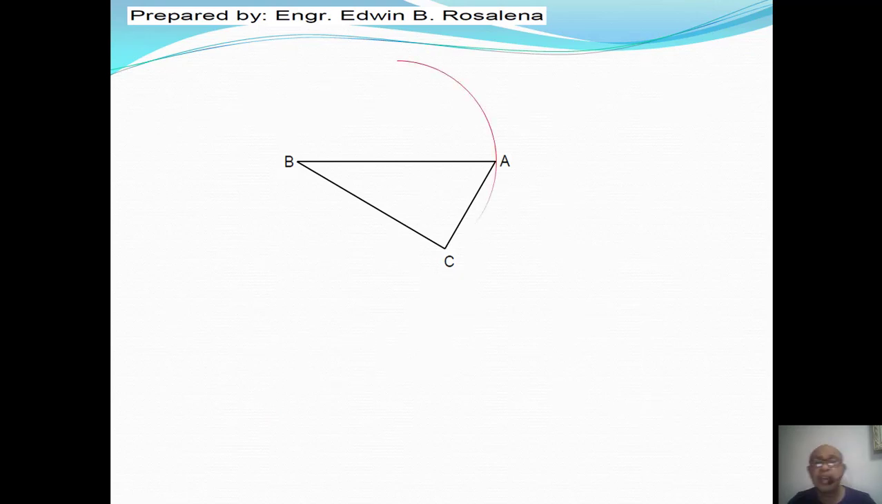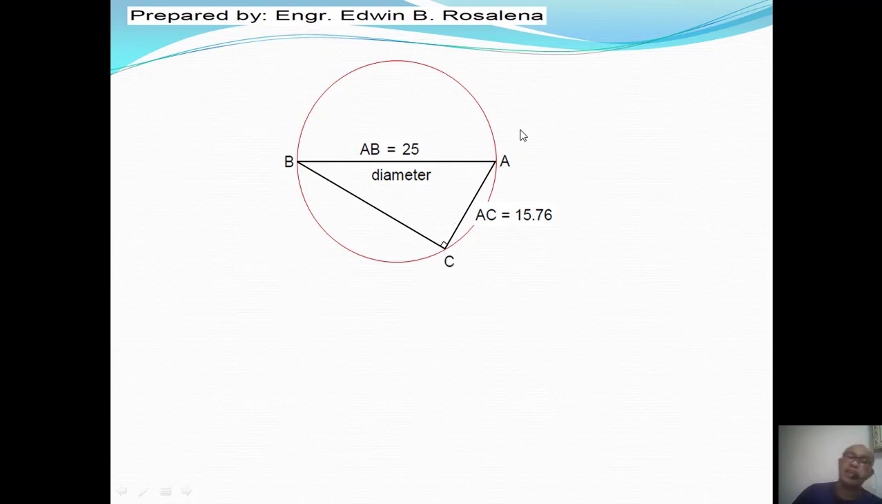Okay. We consider the triangle. The 3 points are in a circle, so the points are lying on the circumference of the circle. So this triangle ABC is inscribed in a circle with AB as the diameter. And AB is 25. So this is 90 degrees here. So what is the area of triangle ABC? So we can solve for AC. We have already solved AC in our previous slide.